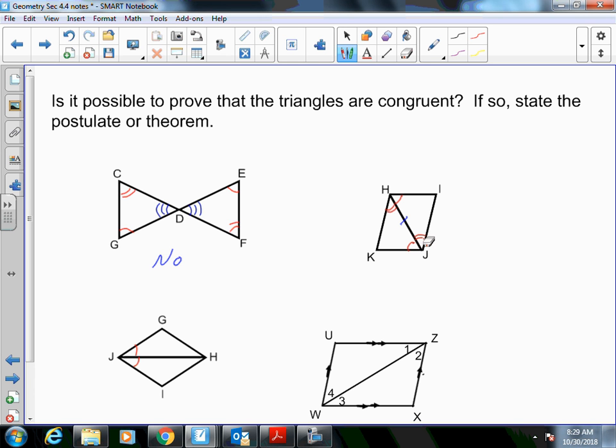And so now we've got an angle, a side, and an angle, congruent to an angle, side, and an angle. So we've got a side included between the two angles. So this one's going to be yes. And which postulate? Anybody? Angle, side, angle. ASA.